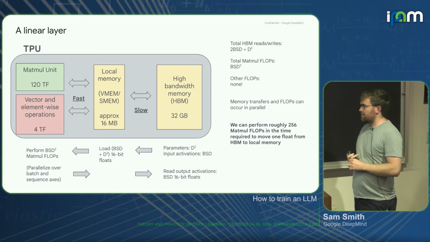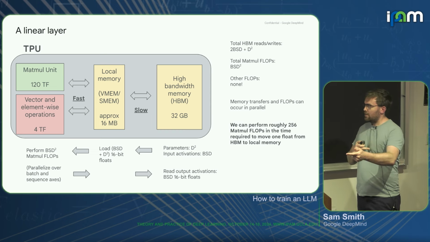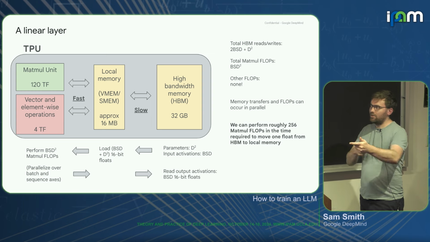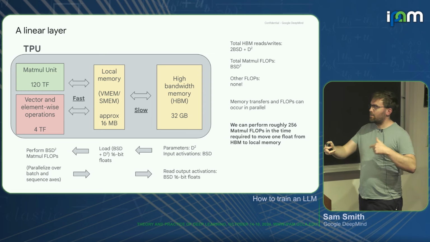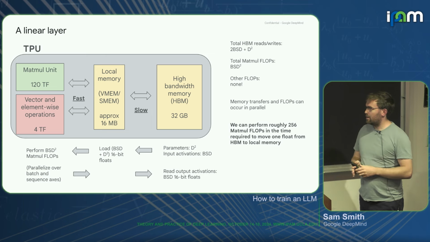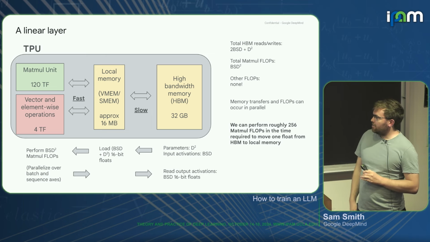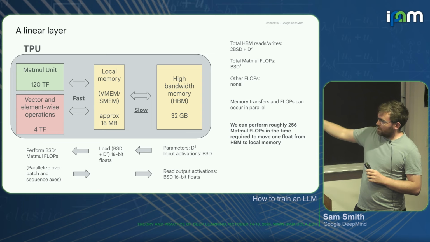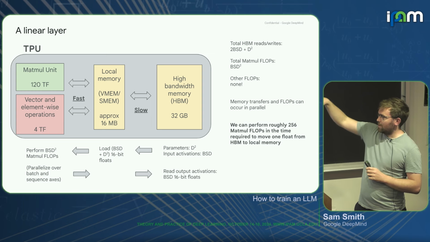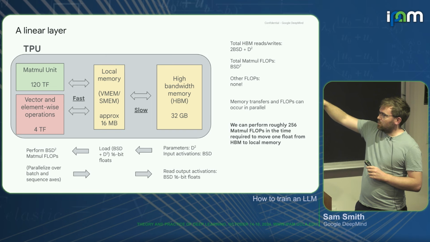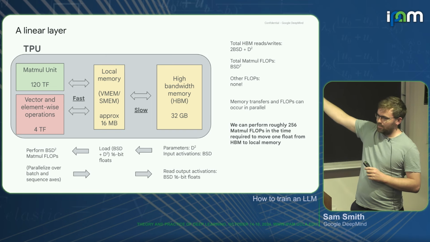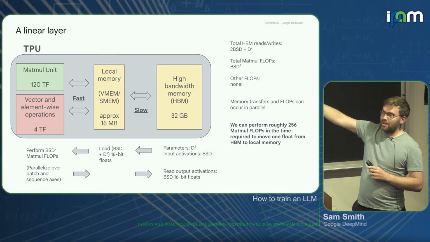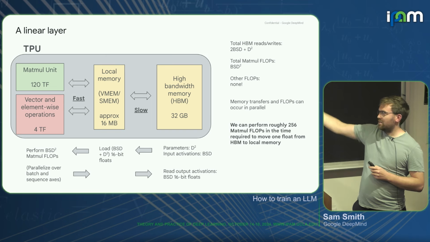So, two key facts. You can do memory transfers and flops in parallel. So the matmul unit can be working at the same time as you're moving memory from high bandwidth memory into local memory. And a second fact is that, roughly speaking, we can perform something like 256 flops in the matmul unit in the time it would take to move a single float from HBM to local memory. Which, if you think about it, is kind of crazy. If I move one number into local memory, I can afford to do 200 operations on that number. And if I do less than 200 operations on that number, it won't speed up my training at all.